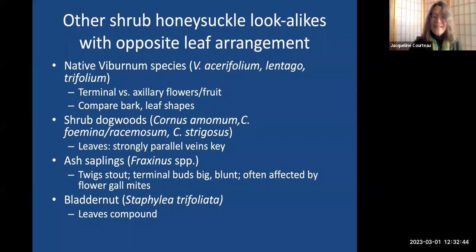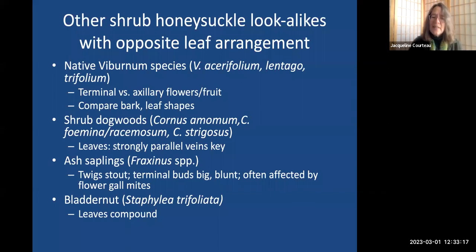Ash saplings, the main reason these get confused is because we have a lot of little bitty ashes. Our big ashes have died, but there's still a seed bank, or also there are a lot of seedlings that are getting browsed repeatedly and kept low. So we have a lot of little ashes that might look shrubby. Really key differences, the twigs of ash, because it has compound leaves, the twigs are really stout. The terminal buds are big and blunt.